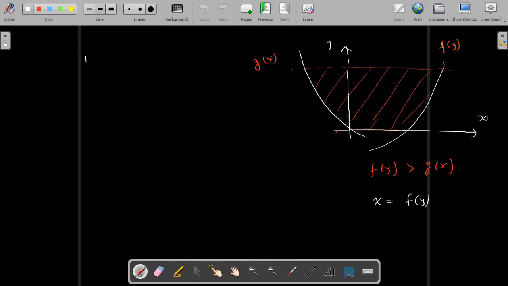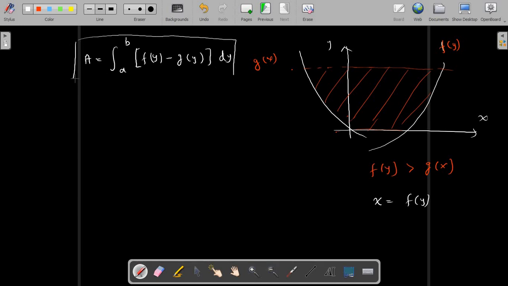Yeah, I think so. So here you will write A is equal to the integral from a to b of fy minus gy, since fy is greater. Since the function is in the form of y, what will be the integrand? dy. Always remember, you have made some mistakes regarding this. So it will be dy, not dx. Is that okay, Kevin? Any doubt till now?